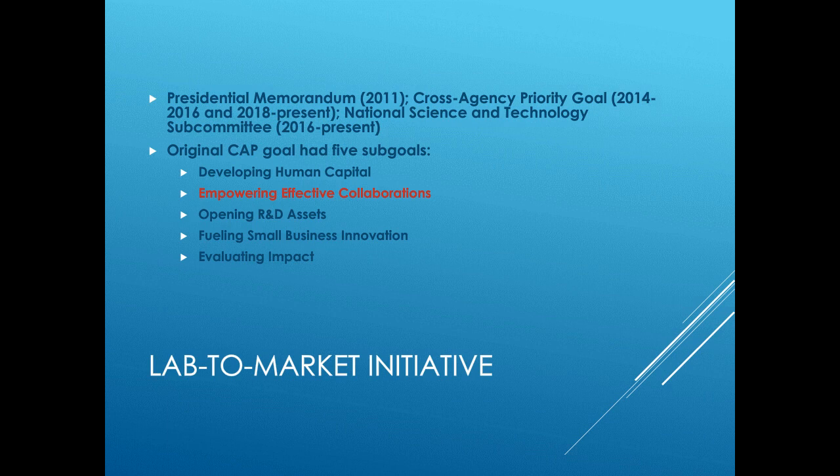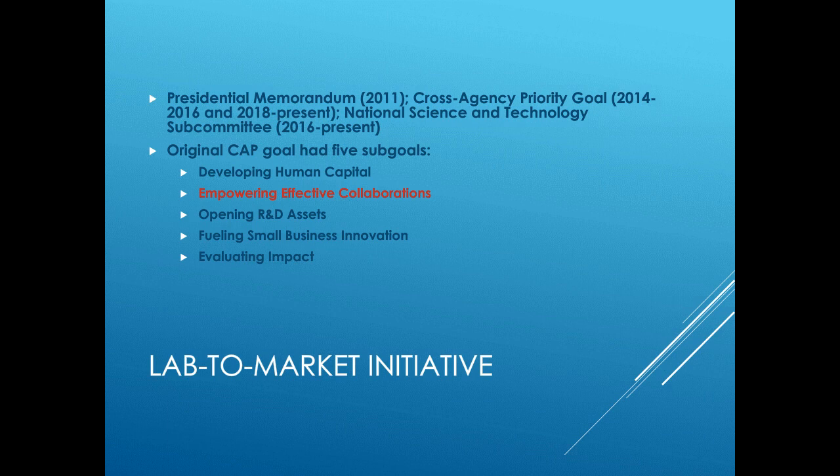The original CAP goal had five sub-goals: developing human capital, which were programs that encouraged entrepreneurship at federal agencies, as well as the foundations of the NIST partnership with the Minority Business Development Administration to encourage minority participation in federal tech transfer and in SBIR programs. Empowering effective collaborations, which focused on tech transfer authorities and best practices.